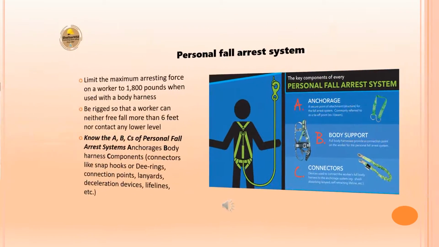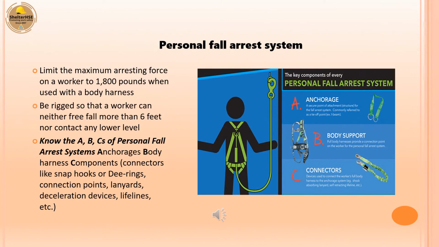Limit the maximum arresting force on a worker to 1,800 pounds when used with a body harness. Be rigged so that a worker can neither free fall more than 6 feet nor contact any lower level. Know the ABCs of personal fall arrest systems: anchorages, body harness components, connectors like snap hooks or D-rings, connection points, lanyards, deceleration devices, lifelines, etc.